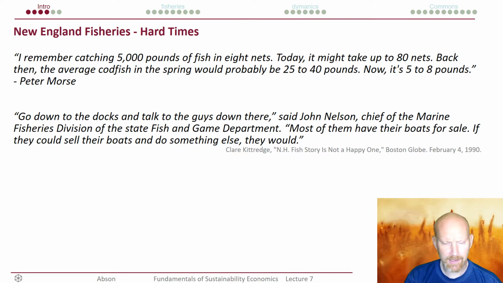This is another quote. "Going down from the dock to the docks and talk to the guys down there," said John Nelson, the chief of the Marine Fisheries Division. "Most of them have their boats for sale. If they could sell their boats and do something else, they would." And this is fundamentally a problem.